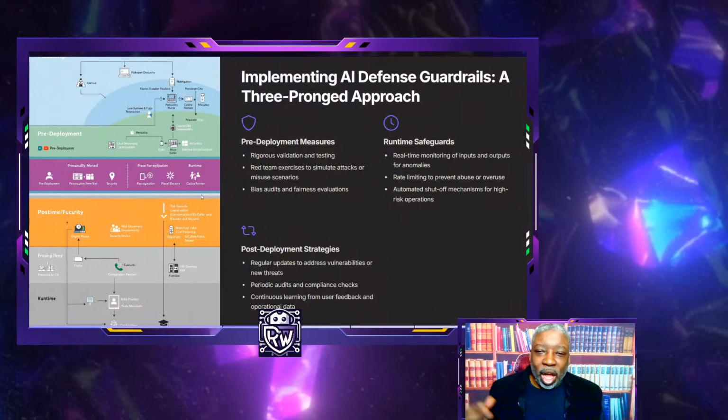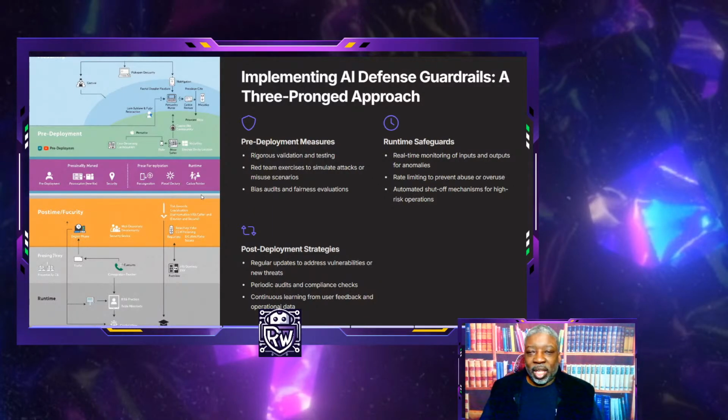Also, I'm talking about automated shutoff mechanisms for high-risk operations. A high-risk operation would be something that is not quite stable in the output of what it's giving you, right? So it could cause a system to lock up. In that case, it would shut off versus locking up a system. Maybe it'll say come back later or something of that nature. And then post-deployment strategies, basically you want to make sure you audit this thing throughout the course of you using it.